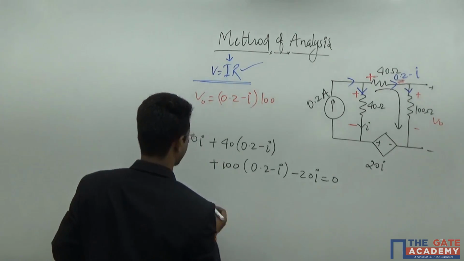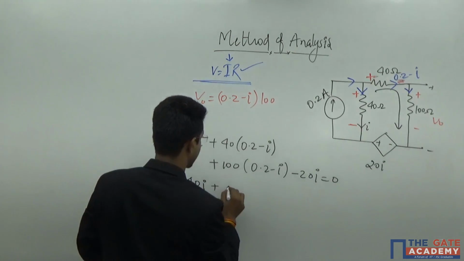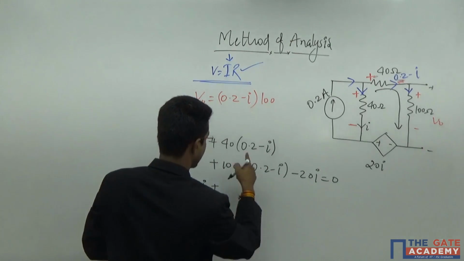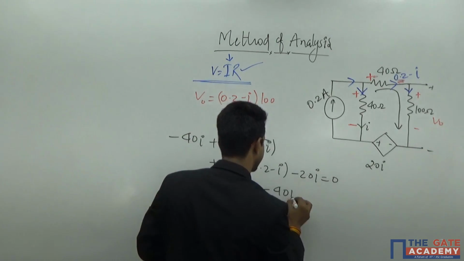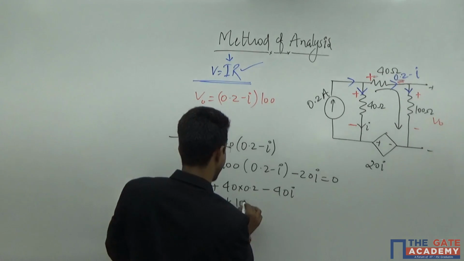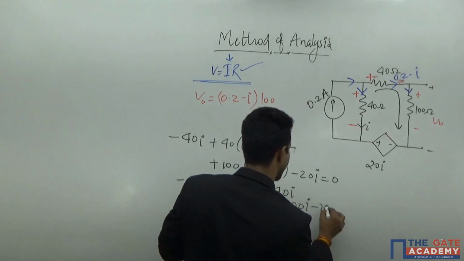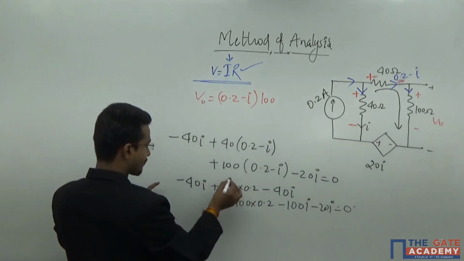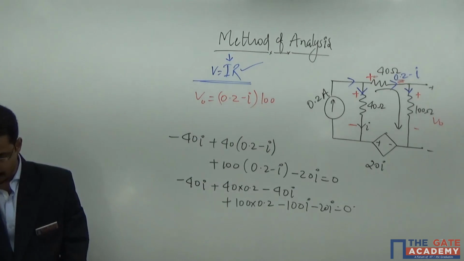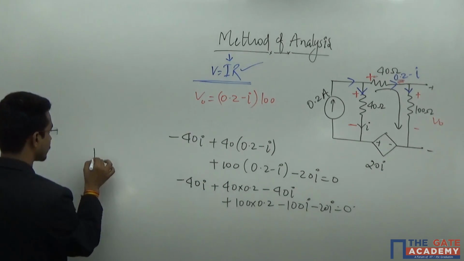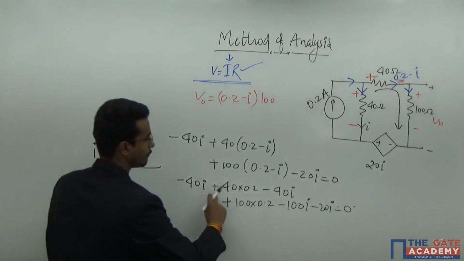That means minus 40I plus 40 into 0.2 minus 40I plus 100 into 0.2 minus 100I minus 20I is equal to 0. We just have to solve this equation for I and we will get the value of I. From here we will get the value of I is 0.14 ampere.